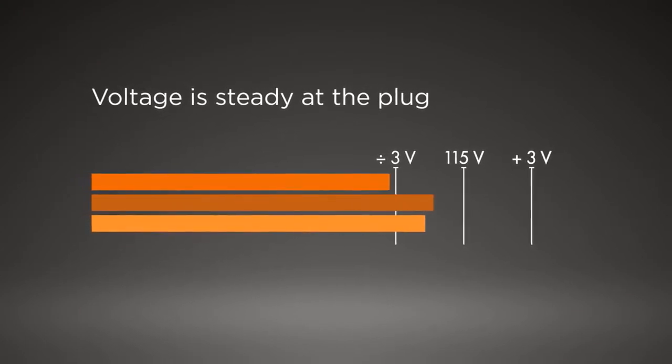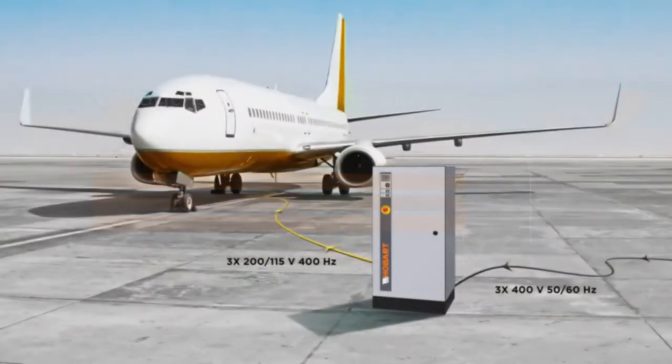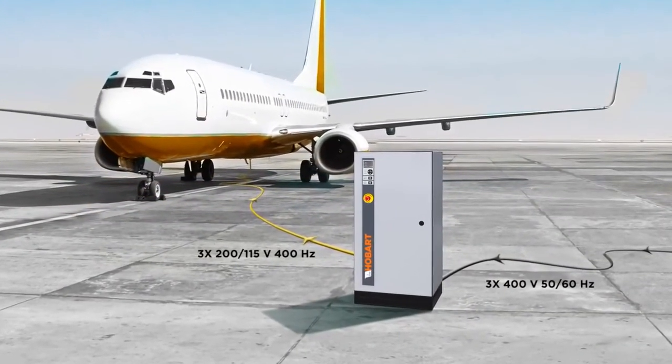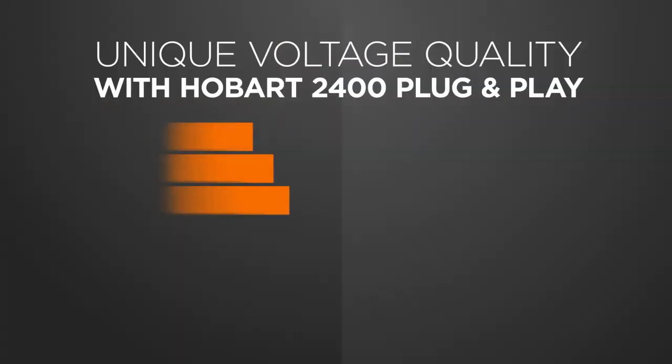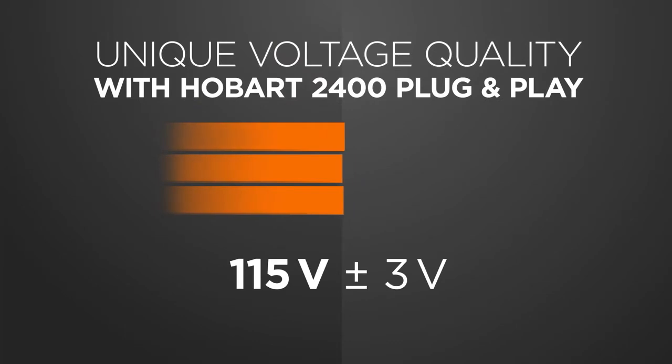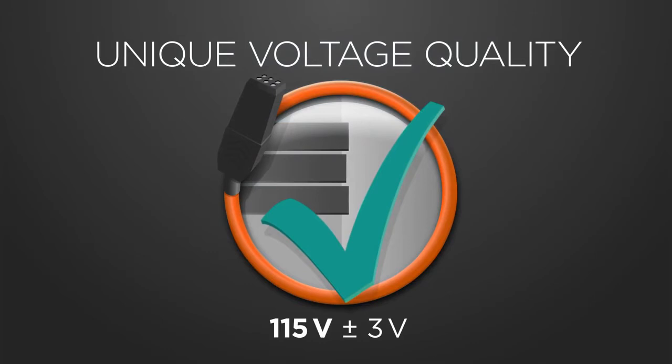This is why ITW-GSE developed the patented plug-and-play voltage compensation system. It only takes milliseconds for the GPU control unit to automatically identify and analyze 36 different cable performance parameters to calculate the voltage drop in order to ensure the best possible voltage quality at the aircraft plug. The unique plug-and-play compensation system automatically identifies all relevant cable parameters and keeps the voltage at the aircraft plug right on the required 115 plus or minus 3 volts, regardless of aircraft load.